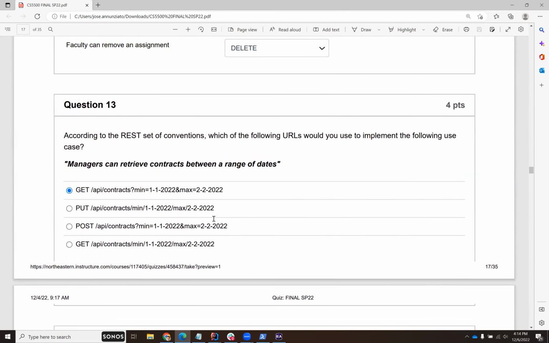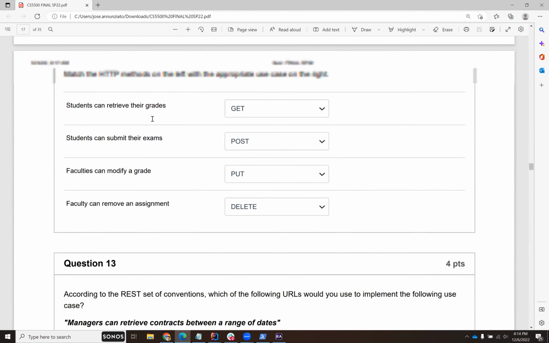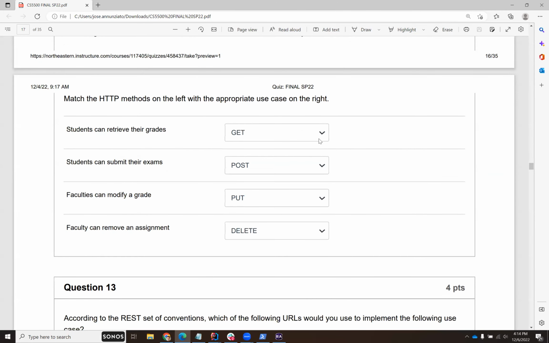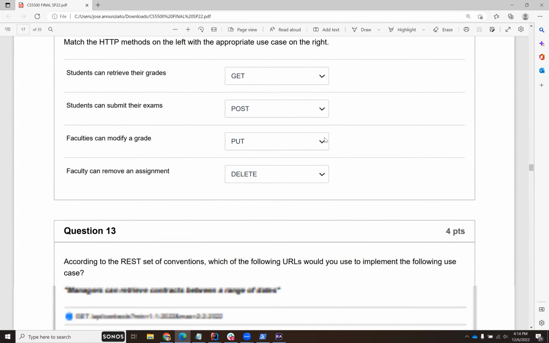Then several questions about the RESTful architectures, and the different conventions that we have been using throughout the semester of using post, put, get, delete, for updating, deleting, creating, or retrieving data. I can list this question. If you want to retrieve grades, submit an exam, modify a grade, or remove an assignment, which HTTP method can you use? And so there's a drop down, and you can select from the drop down.